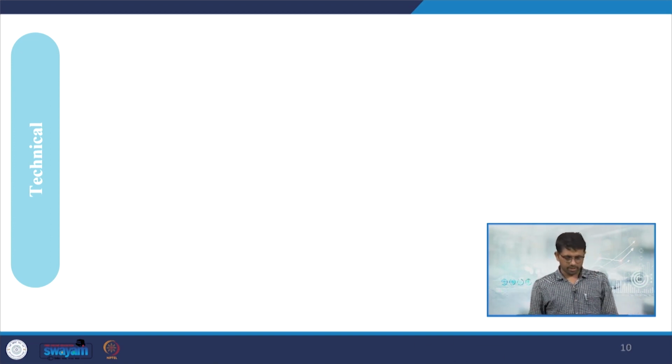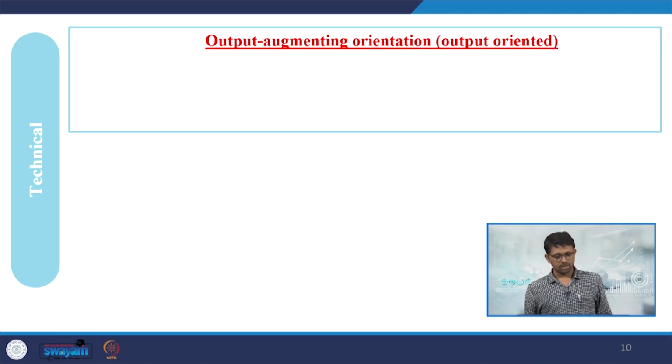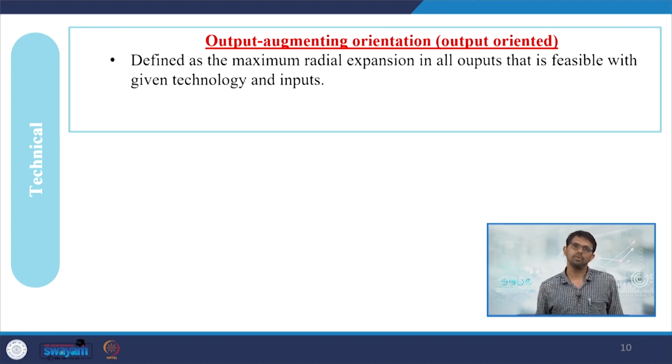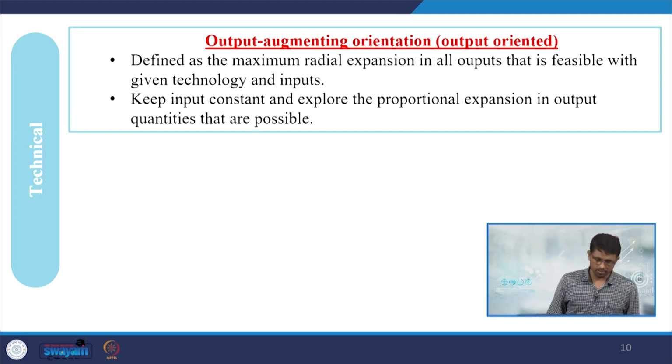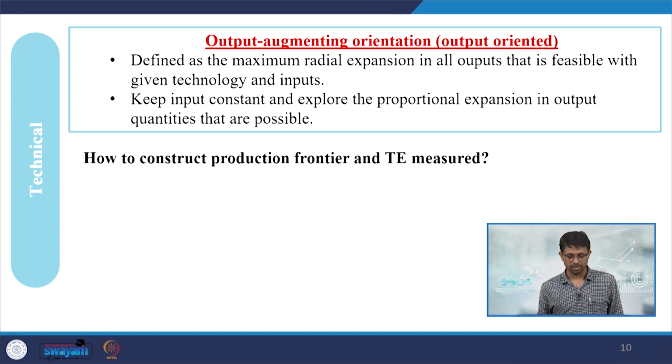Okay. Now I will discuss something about output augmenting orientation, also called the output oriented efficiency model. Now this is defined as the maximum radial expansion in all outputs that is feasible. That means the maximum possibility with given technological inputs. So this will keep the input constant and explore the proportional expansion in output quantity that is feasible.